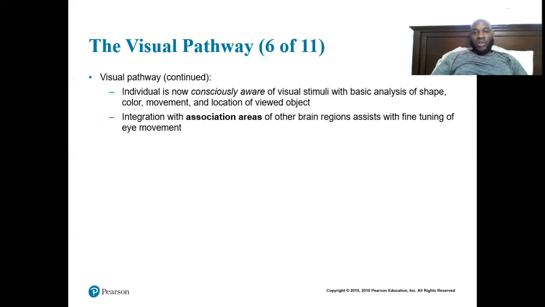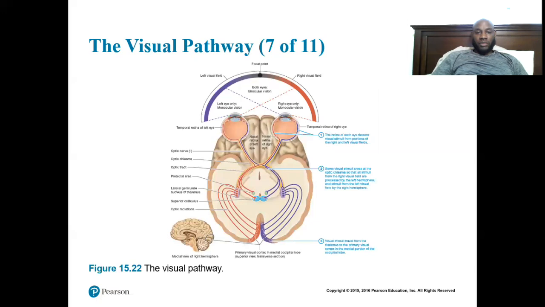Now the individual is consciously aware of visual stimuli. So your brain can decipher the shape, the color, the movement, the location. And then you have integration with the different association areas. And you can fine tune that with eye movement. See here what we see: optic chiasma, thalamus, your cortex, and the occipital lobe.